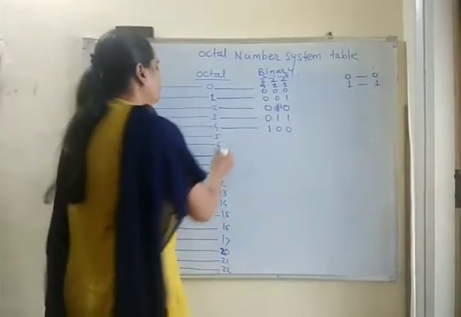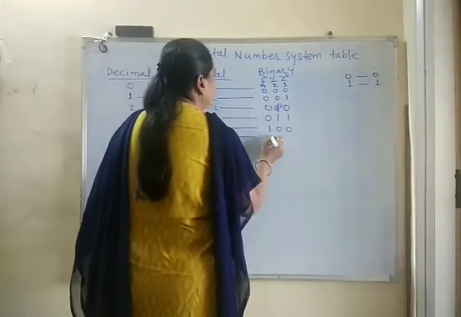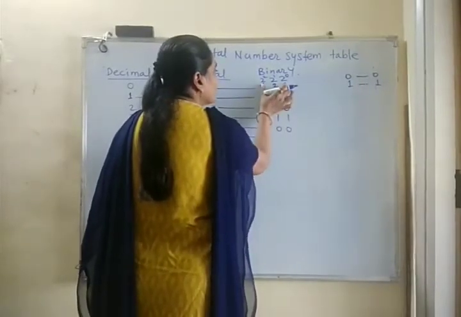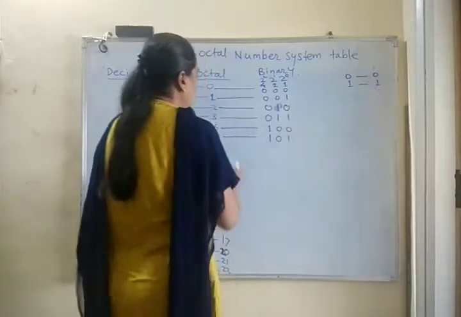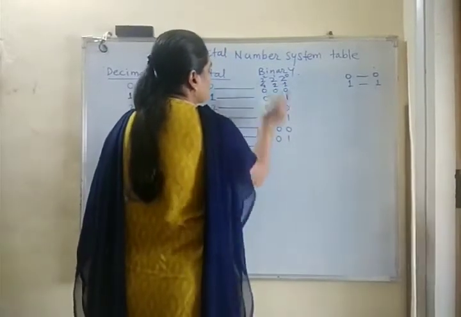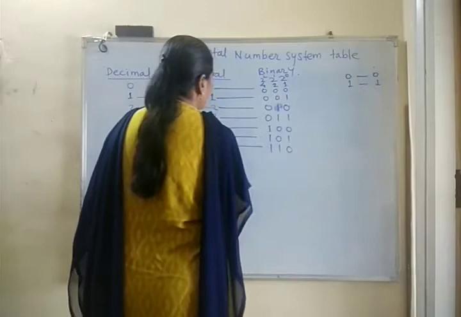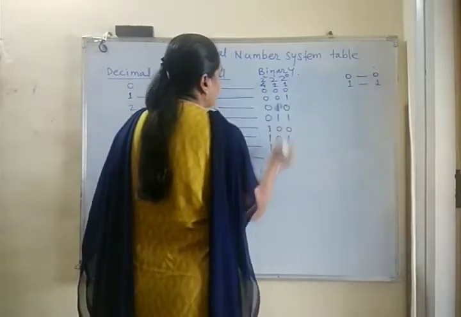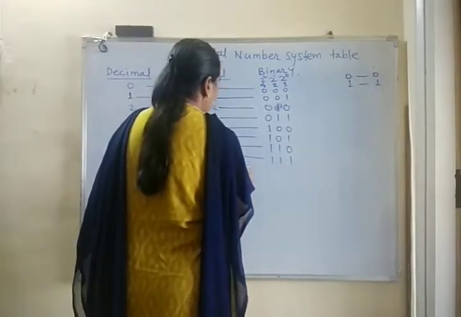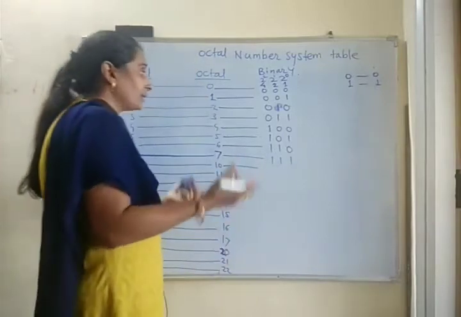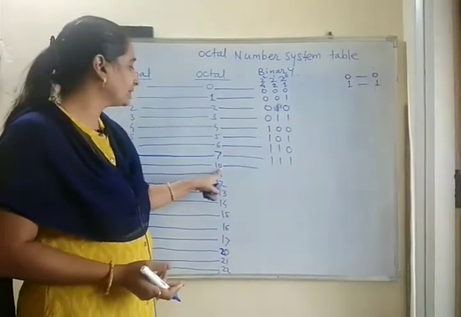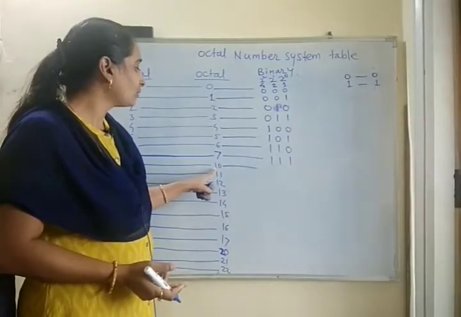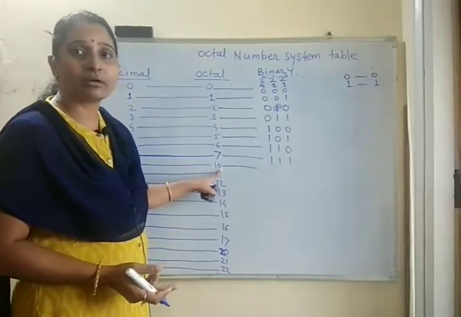After that, 5 is 4 plus 1, we are using these 2 places, so 1 0 1. 6 is 4 plus 2, that means 1 1 0. 7 is 4 plus 2 plus 1, that is 1 1 1. Now 8, how can you represent 8? Octal 8 is 10, how to write octal 8? 1 0.